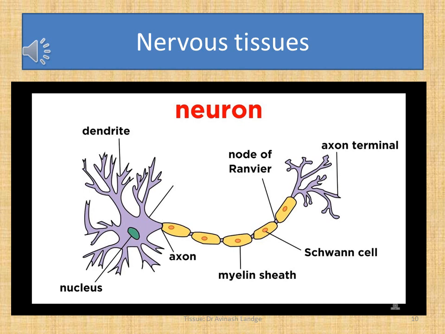So this was about a special type of tissue, that is nervous tissue, which helps to carry information from one part of the body to another part of the body, as well as from different parts of the body to the brain, and brain to the different parts of the body.